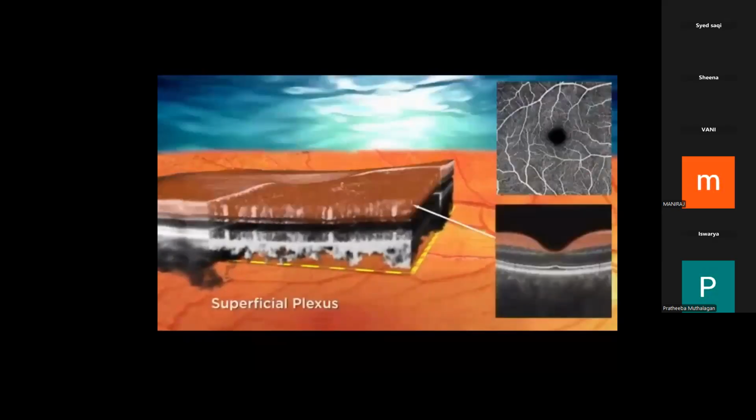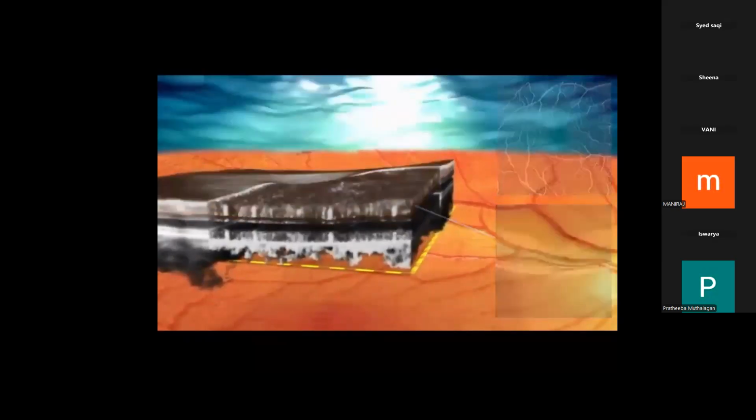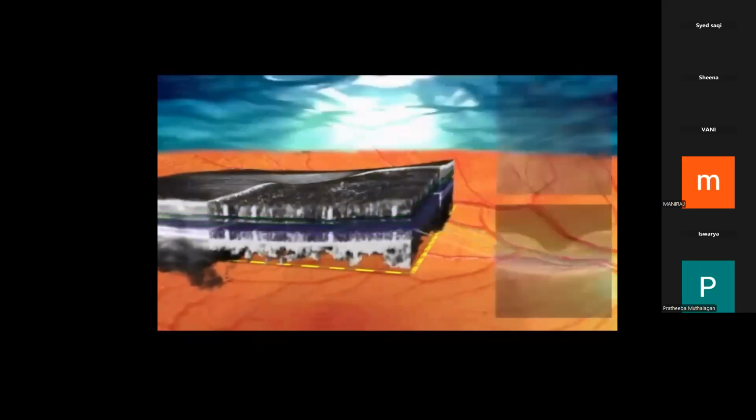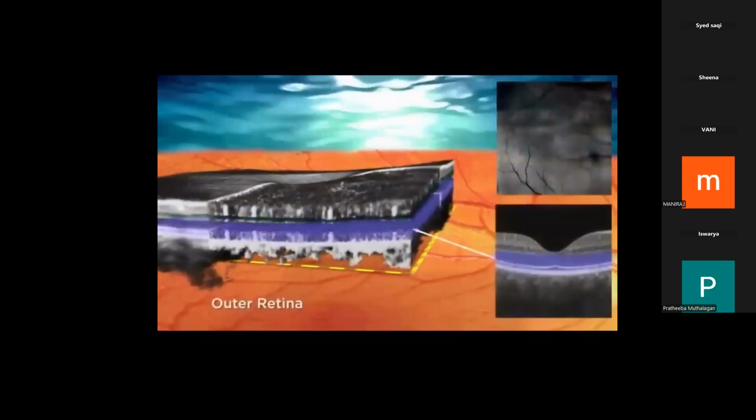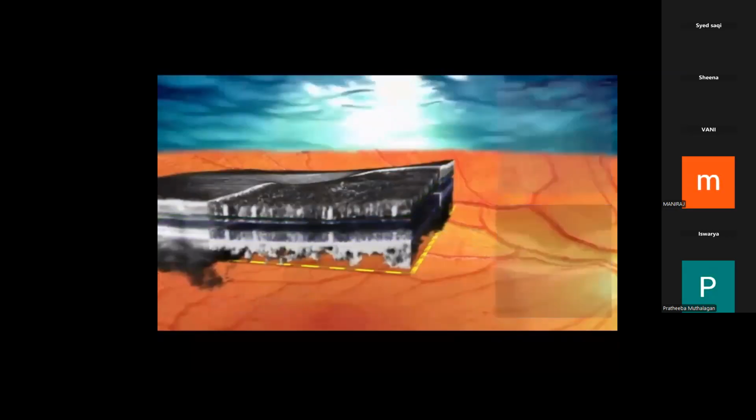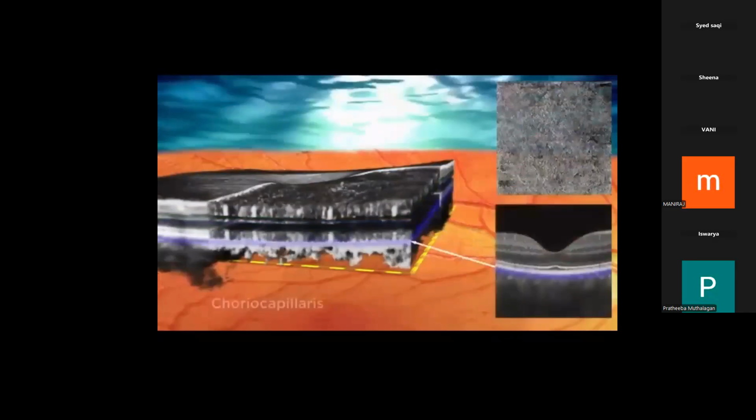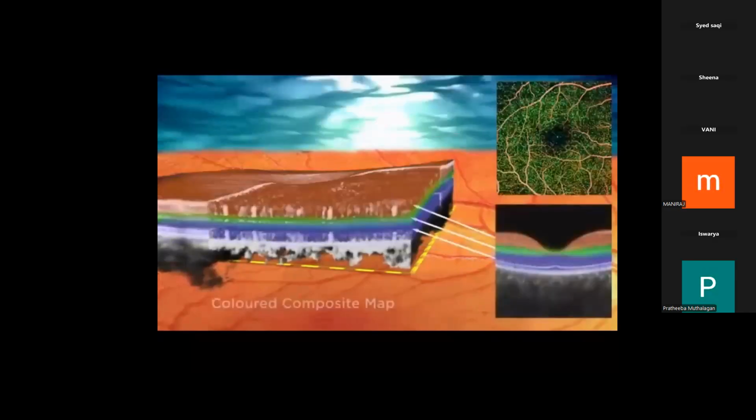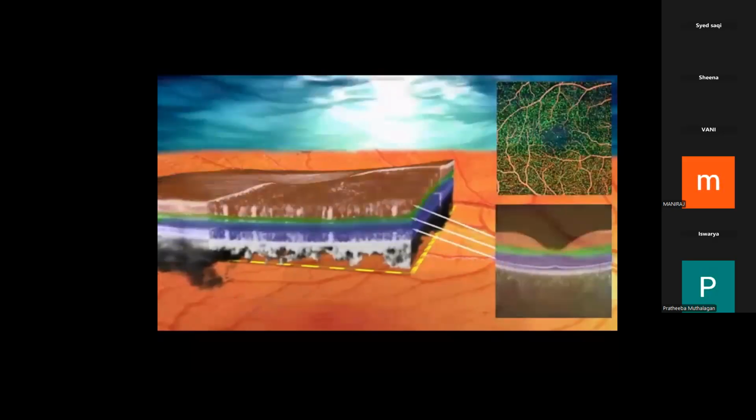So this is a superficial plexus. Then comes the deep plexus. Then the outer retina. The layer of choriocapillaries. And you get a composite colored map also for the analysis.